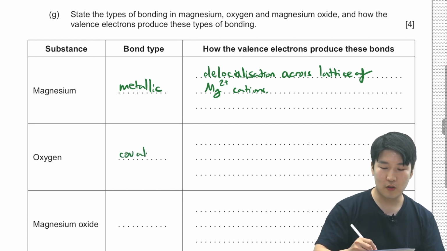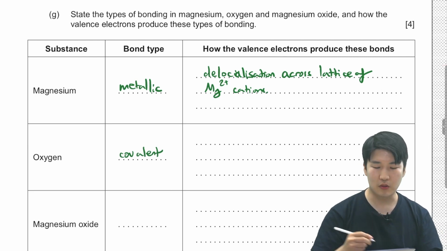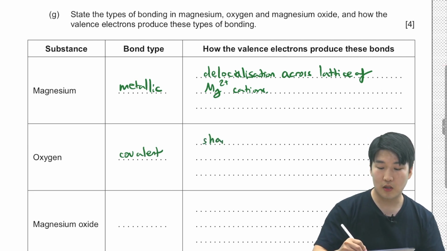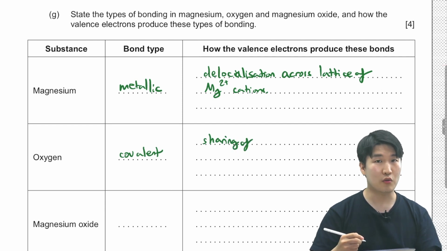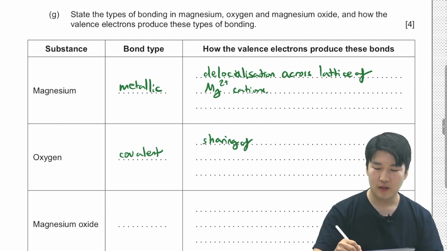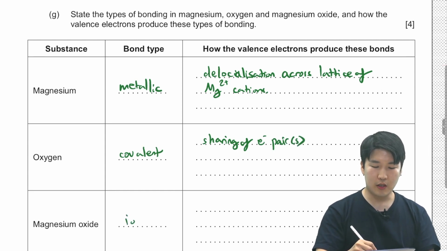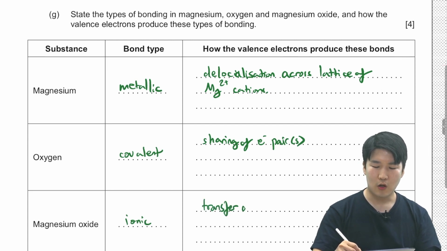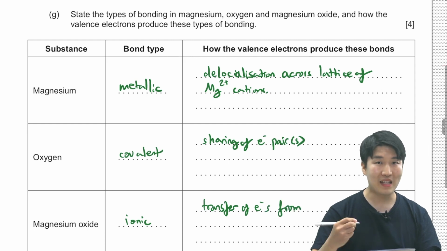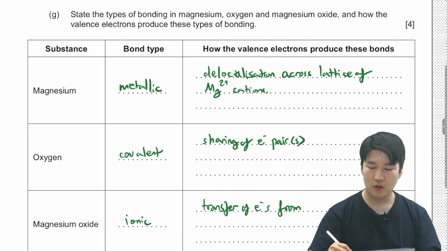Oxygen covalent bond, double covalent bond, is made by sharing of electron pair or pairs in our case, valence electron pairs. Ionic bond is created by transfer of electrons, valence electrons, from metal to non-metal, magnesium to oxygen, metal to non-metal.